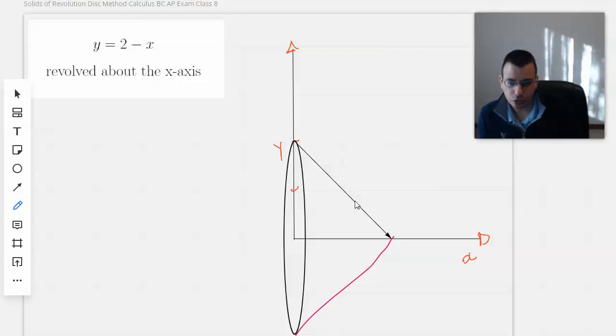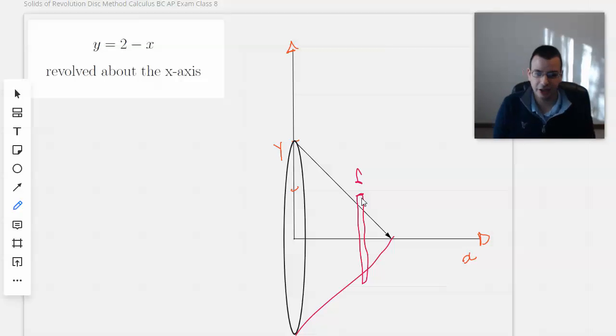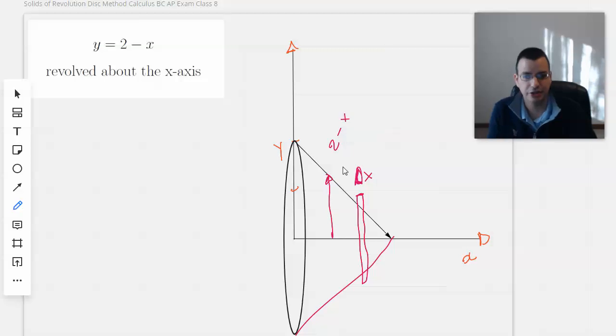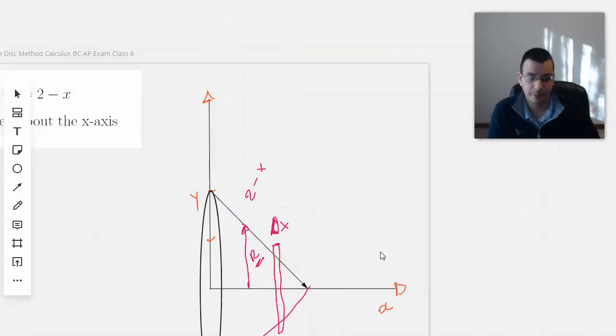So what we're going to do is called the disk method. For a random cross-section like this, the thickness is going to be dx. We're going to find the area of this cross-section and then multiply by a small amount, dx. Then we're going to integrate that from 0 to 2. We know this height right here will be 2 minus x. But that height will also be the radius of our disk.